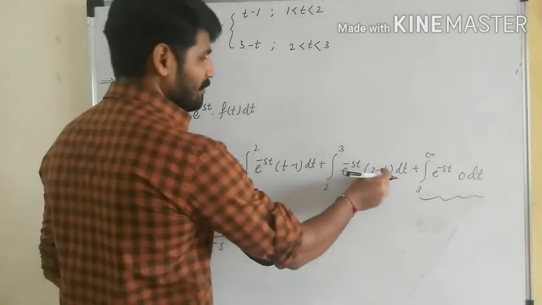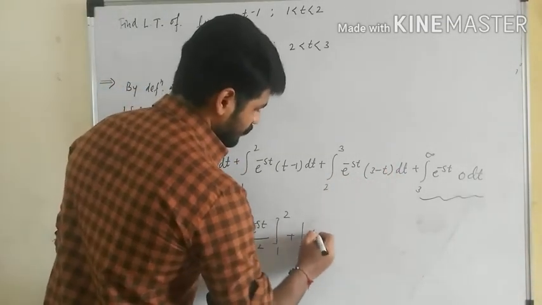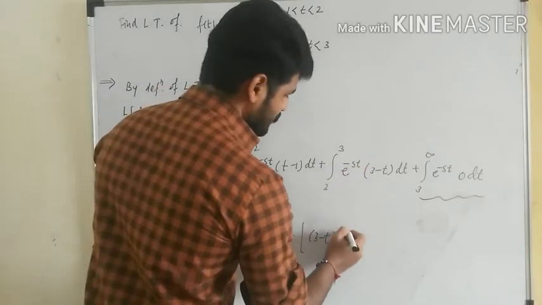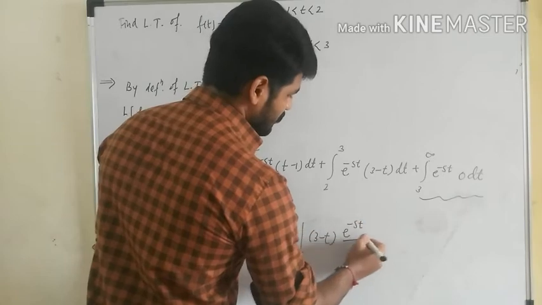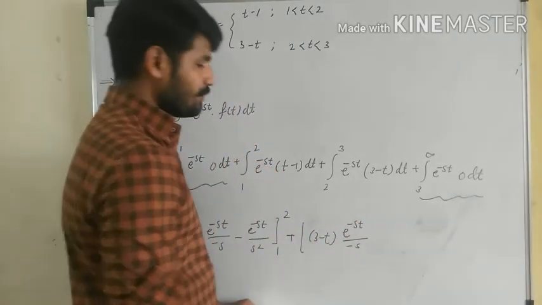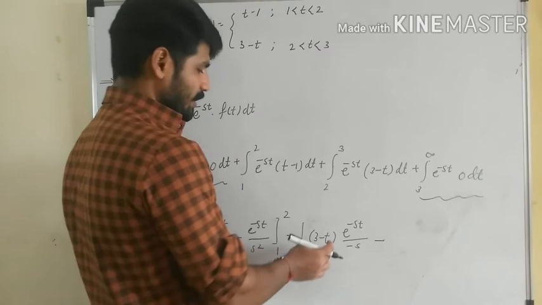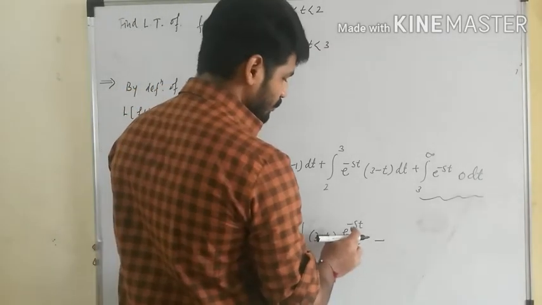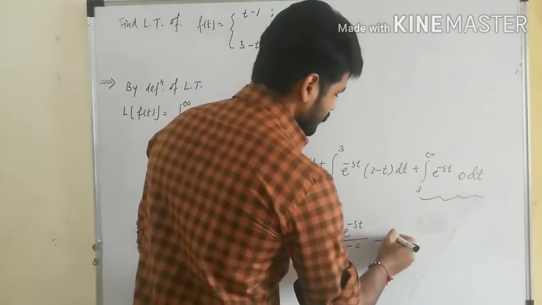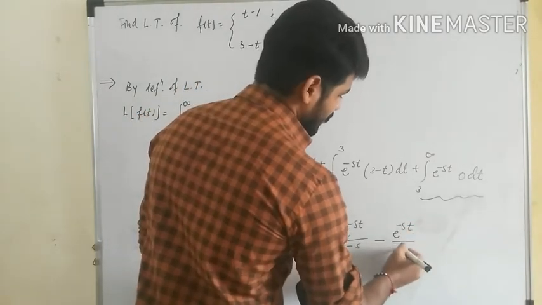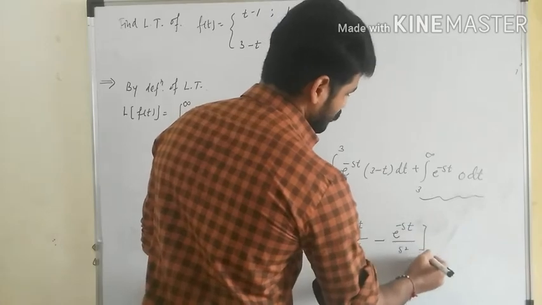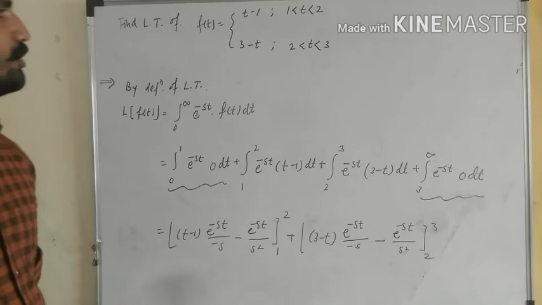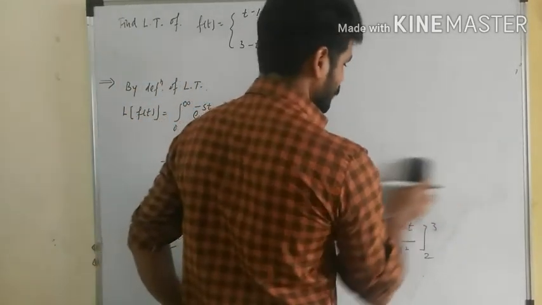Again here 3 minus t is the first function, so 3 minus t as it is, times the integral of e raised to minus st, which is e raised to minus st divided by minus s, minus, taking the derivative of 3 minus t, that is 1 in magnitude, times the integral of e raised to minus st divided by minus s, which is e raised to minus st divided by s square, limits from 2 to 3. Okay, so this is the integral. Now we have to put the upper limit as well as the lower limit.